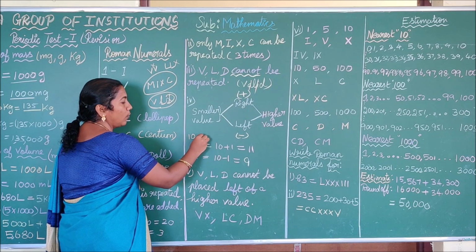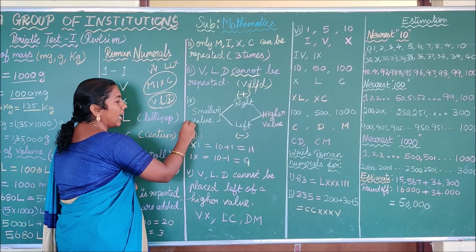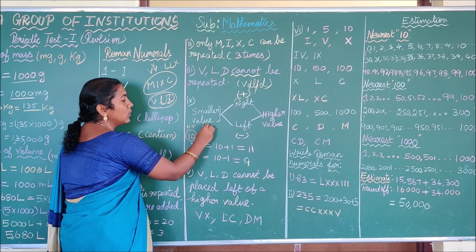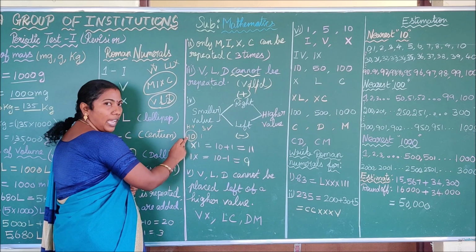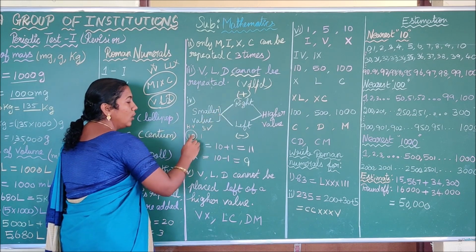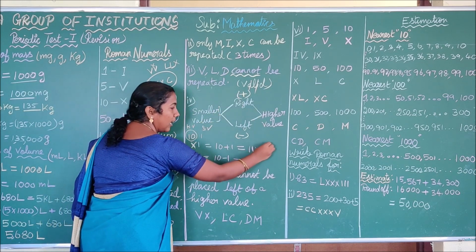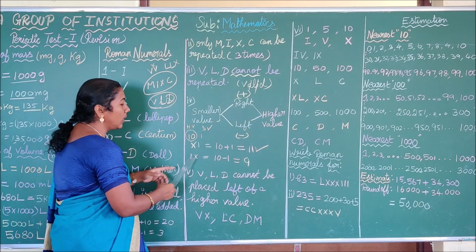What is the value of X? 10. What is the value of I? 1. Thus X is the higher value and I is the smaller value. The smaller value comes on the right hand side of the higher value. So you have to add. So 10 plus 1, your answer is 11. Do you understand? See the next one.